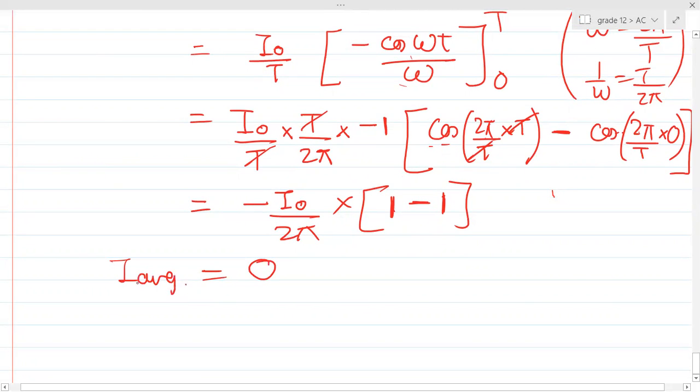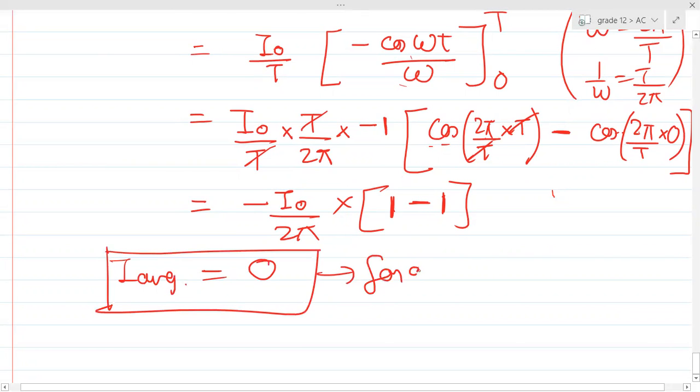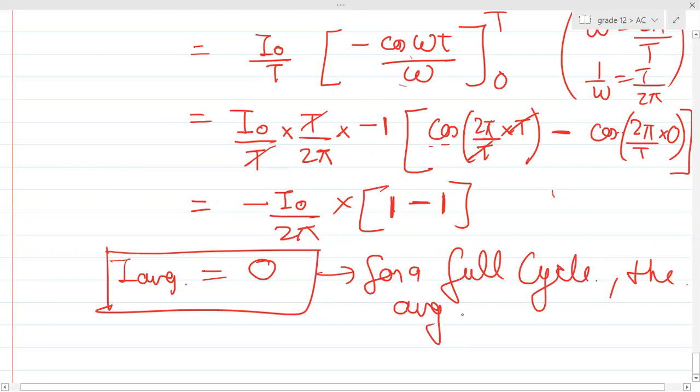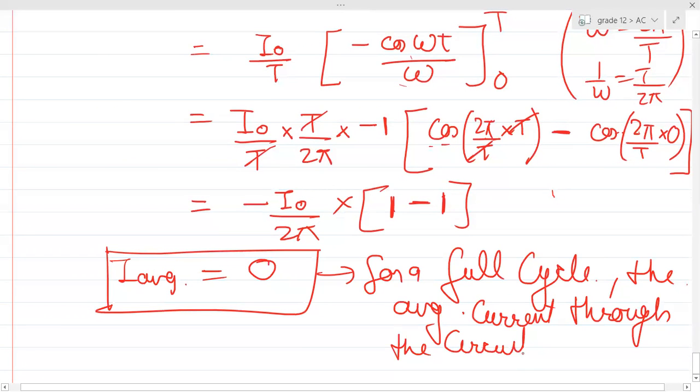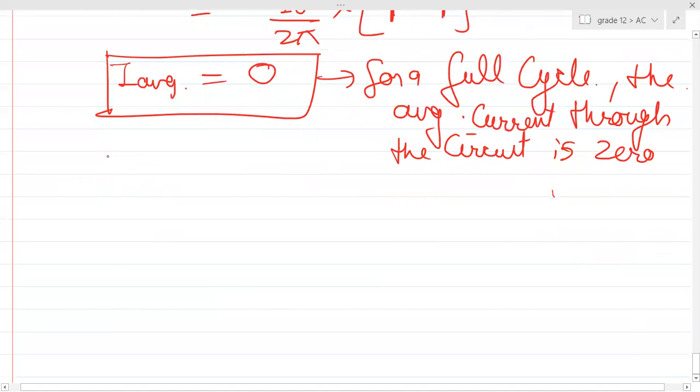So can you see this particular thing? For a full cycle, the average current through the circuit is 0. Yes or no? And logically this should happen. Yes or no? Logically also this thing should happen.